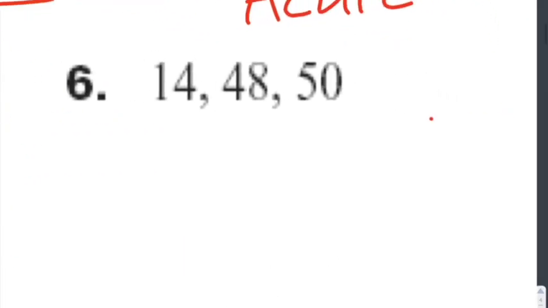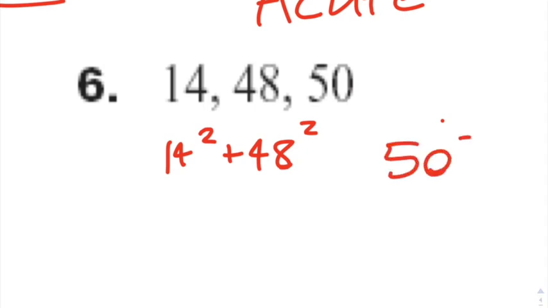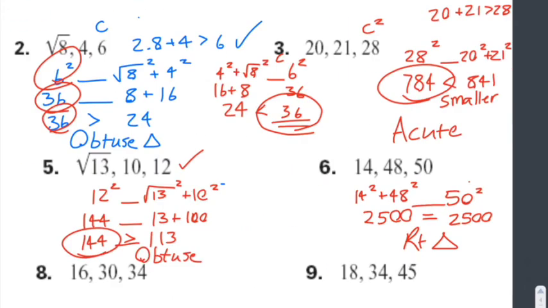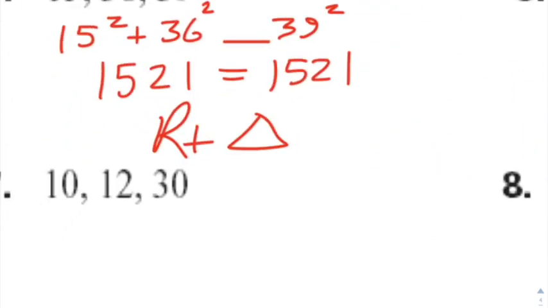We got 14, 48, 50. 14 plus 48 is greater than 50, so you can make a triangle. 14 squared, 48 squared, and then 50 squared. 14 squared plus 48 squared, apparently that's going to get us about 2,500. And I know 50 squared is also 2,500. So those are equal, so this is a right triangle. It's just kind of more of the same after that.